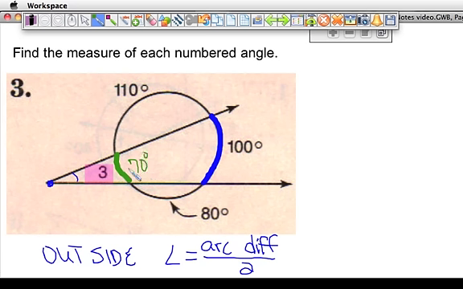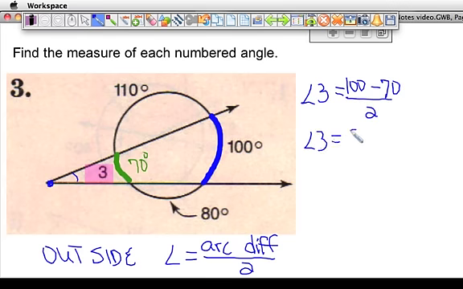That's that piece. For you, though, you need to do the rule for the outside. Subtract the 2 arcs and divide by 2. But now you know which 2 arcs to subtract. Whenever it's on the outside, angle 3 equals 100 minus 70. Arc difference, subtract them and divide by 2. That would be 30 divided by 2. And angle 3 is equal to 15 degrees.